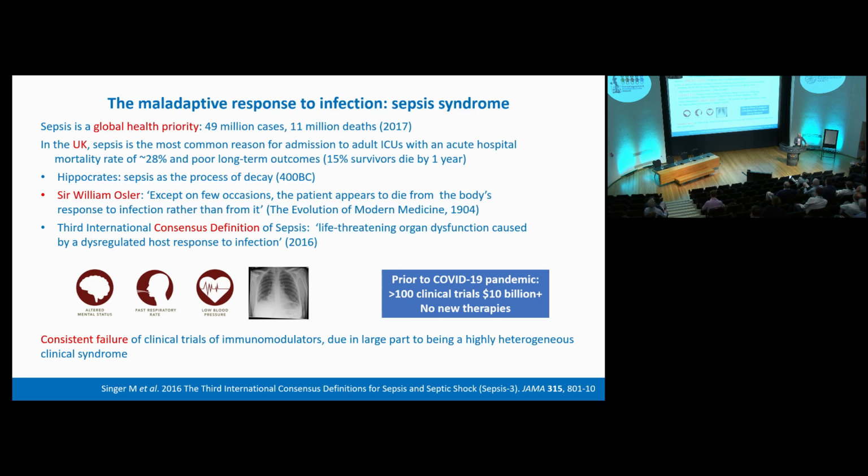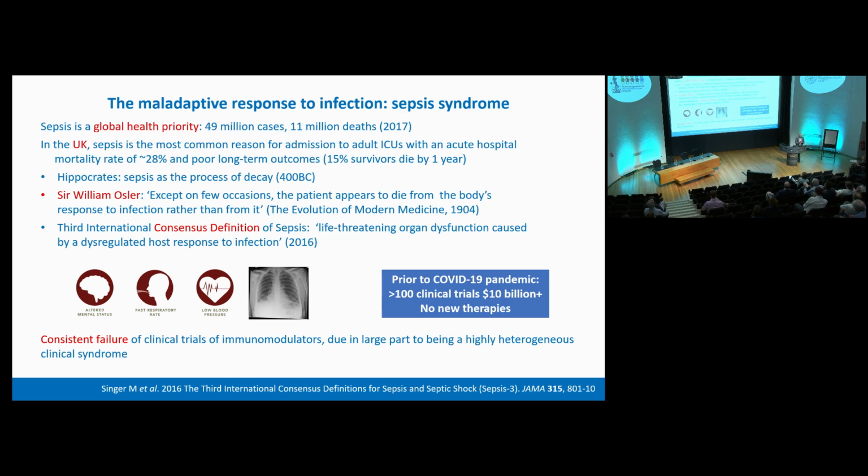And this is a term that's been used for a very long time, but actually it was William Osler who perhaps had some of the insight that we now are accepting more broadly, where he said that except on few occasions, the patient appears to die from the body's response to infection rather than from it, it being the infection. And so this is the idea that's now captured in the consensus definition of sepsis from 2016, which is of life-threatening organ dysfunction caused by a dysregulated host response to infection.